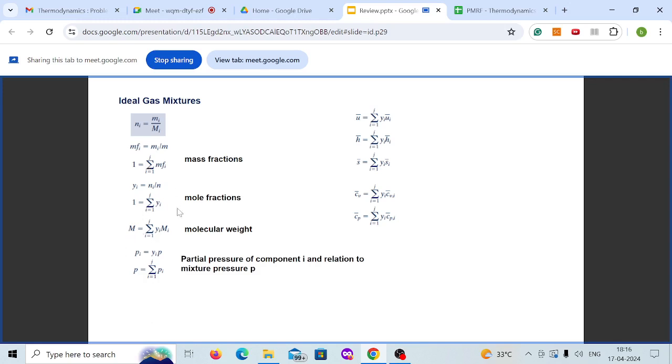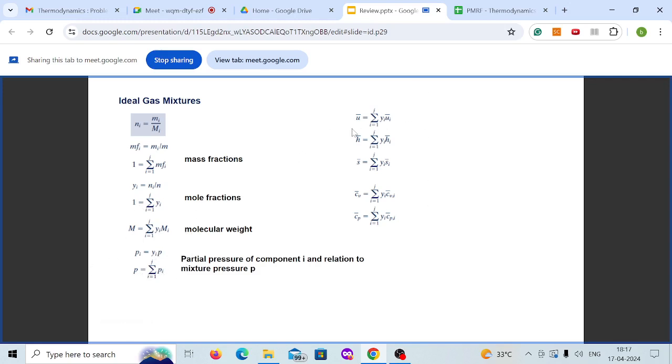Similarly, Dalton's law of partial pressure says that the pressure exerted by the individual component is equal to mole fraction into the total pressure. So Pi, the partial pressure of the gas, equals yi into P, and the summation of the partial pressures is equal to the total pressure. P is common, and summation of yi is 1, so the summation of partial pressures is equal to the pressure.